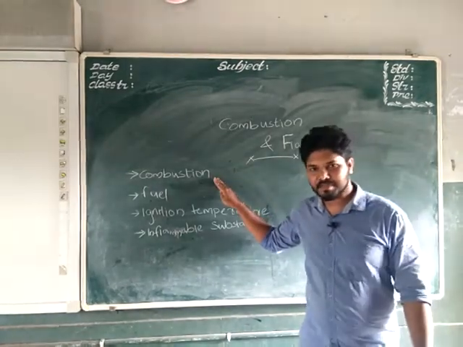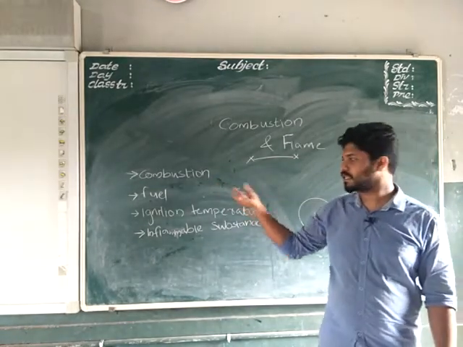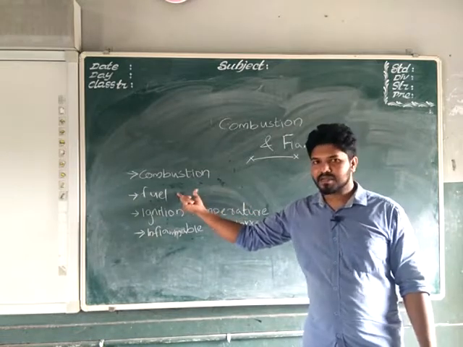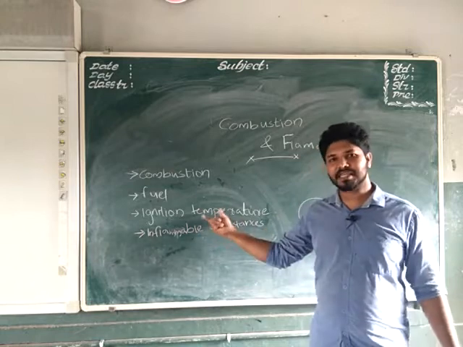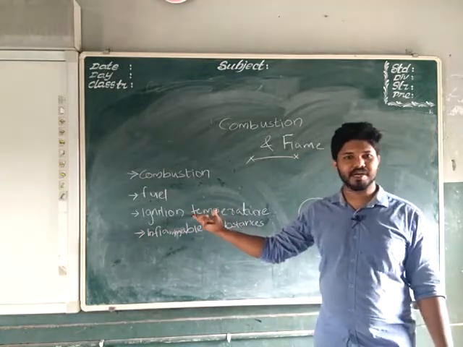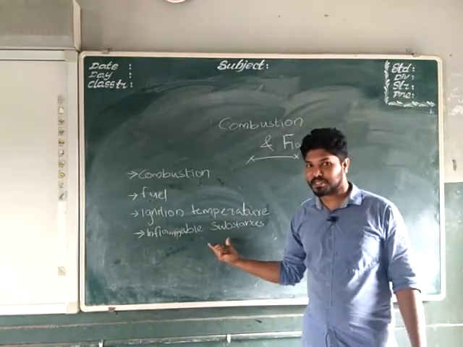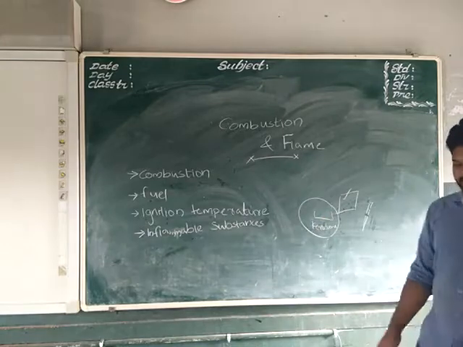Combustion is the chemical process by which an object gives off heat and light in the presence of oxygen, and the object undergoing combustion is called combustible or fuel. The minimum temperature required for an object to burn is called ignition temperature. Inflammable substances are those substances with very low ignition temperature.